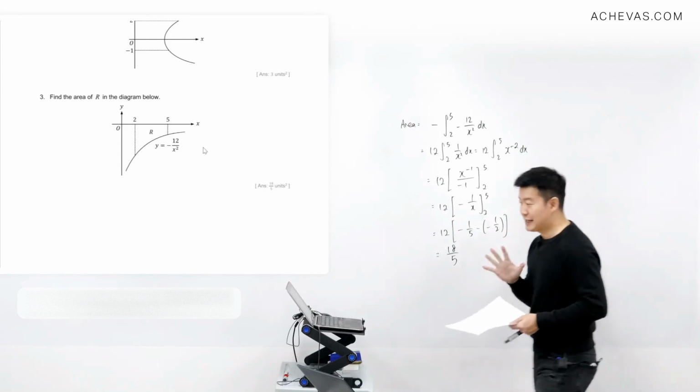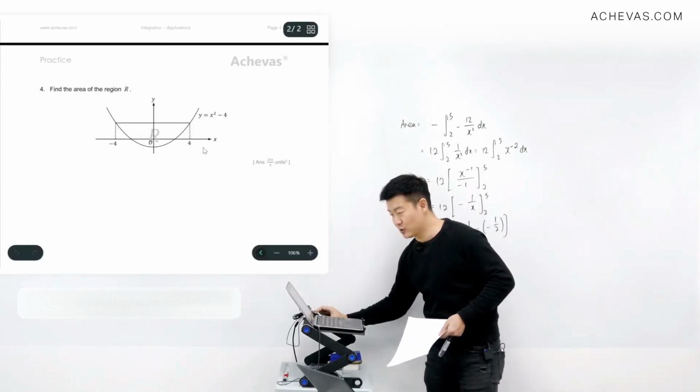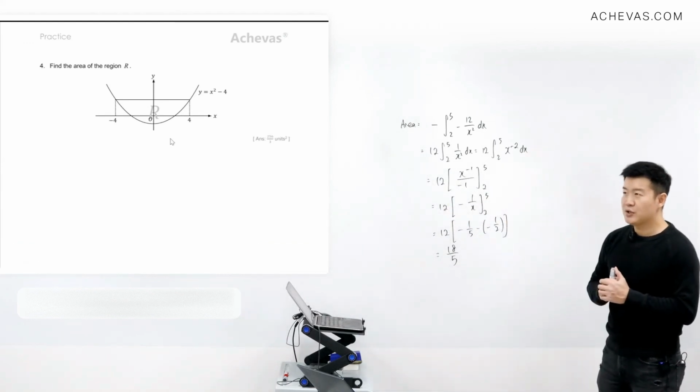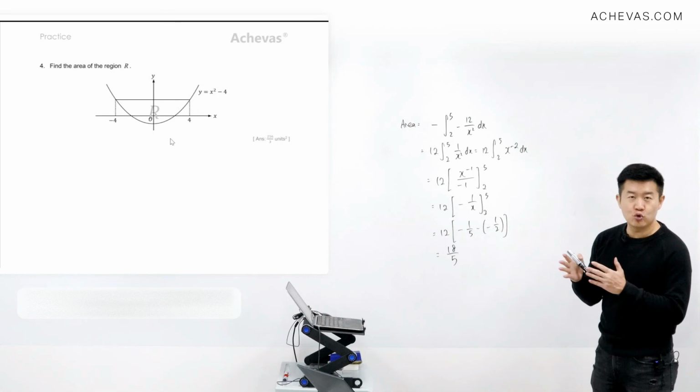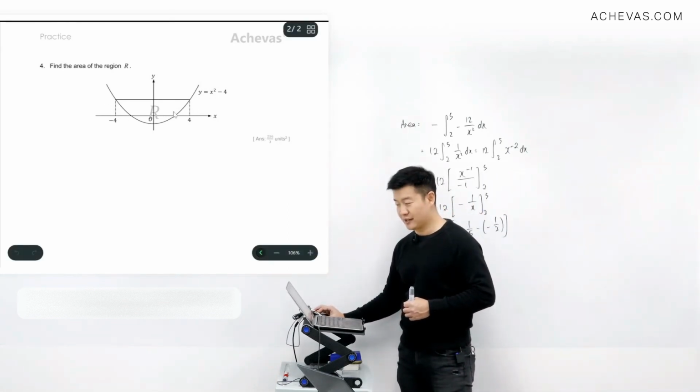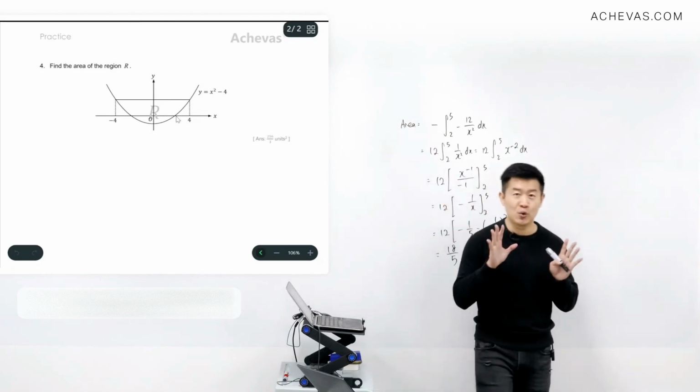Let's look at a slightly interesting situation. It is a situation that is like this. For this situation here, it is a region that is between two graphs. Can you see that it is between two graphs? One graph is definitely this, okay, this is pretty obvious. The other graph is this line here, this horizontal line here. So it is the area that is between two graphs.